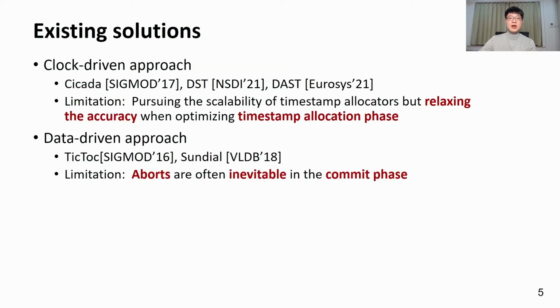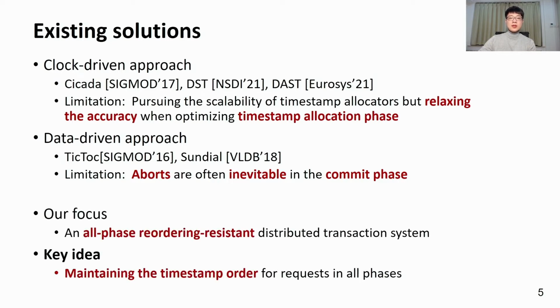Existing TO systems can be categorized into clock-driven approach and data-driven approach. The limitation of clock-driven approach is that they pursue the scalability of timestamp allocators but relax the accuracy when they optimize the timestamp allocation phase. On the other hand, data-driven approach seeks opportunities to save transactions in the commit phase, but aborts are often inevitable at that time. So, we need an all-phase reordering-resistant distributed transaction system. Our key idea is to maintain the timestamp order for requests in all phases.